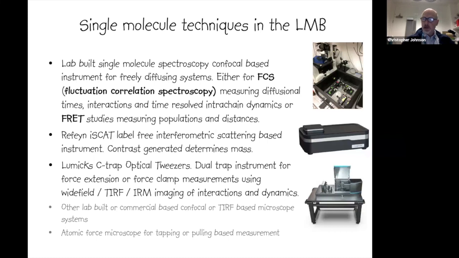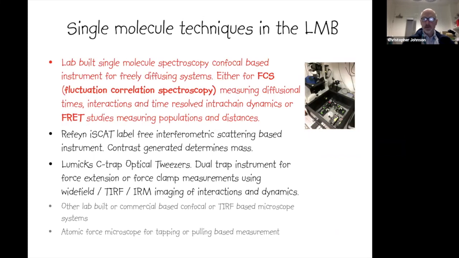I would also point out, particularly for people in the LMB, there are many other lab-built or commercially built confocal or TIRF-based microscope systems that are often particularly used by individual groups. And I'm not going to describe those, or I'm probably not aware of all of the systems that are in the building. And just to mention that there is also an atomic force microscope which could be used for pulling or tapping based force measurements. But again, I won't be describing that at all.